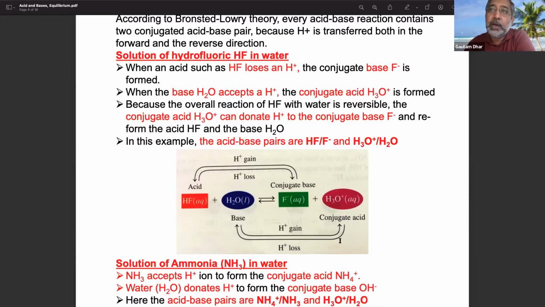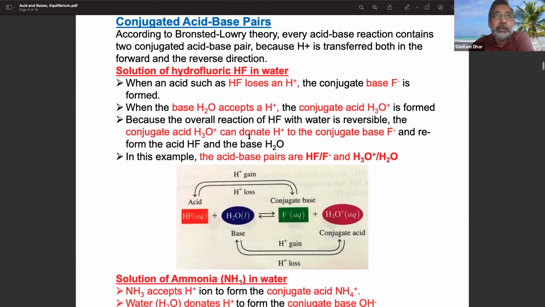Similarly, water and H3O+ are pairs. So when you think of an acid-base pair, they're related by transfer of H+ ion in both directions. Okay, so this is like a terminology. Now because the overall reaction of HF with water is reversible, the conjugate acid H3O+ can donate H+. So you can do the reverse here, H3O+ donating a proton to F- and giving back the HF. Okay, so these are reversible reactions.